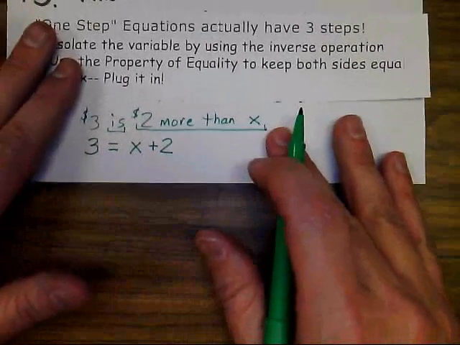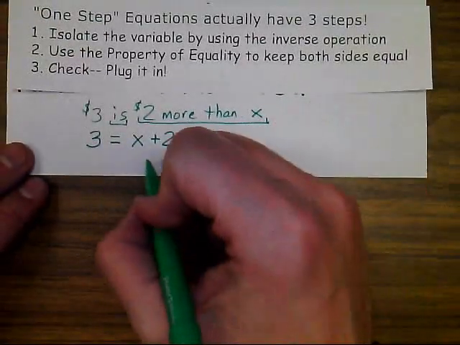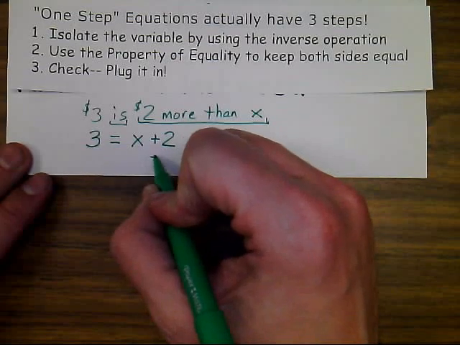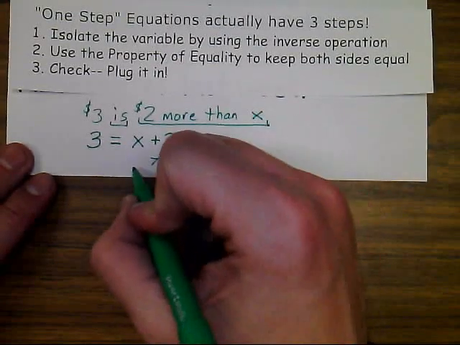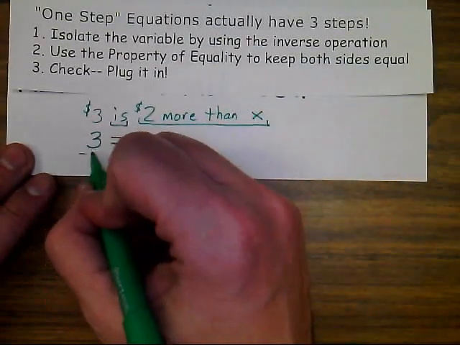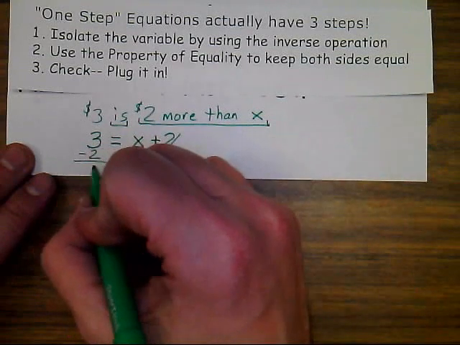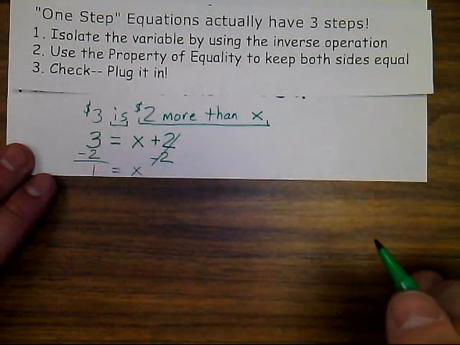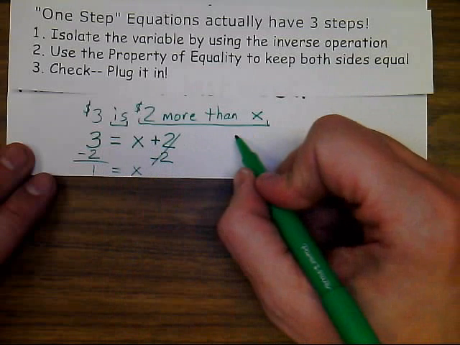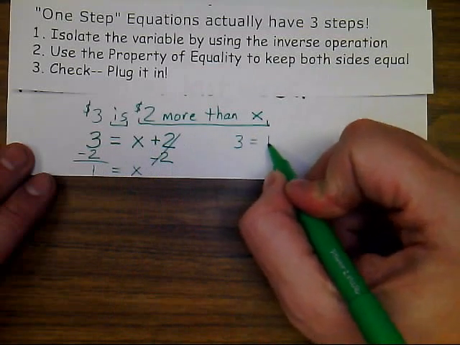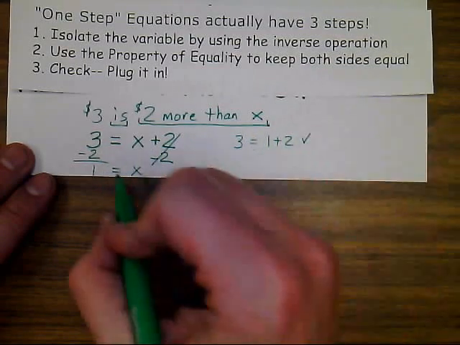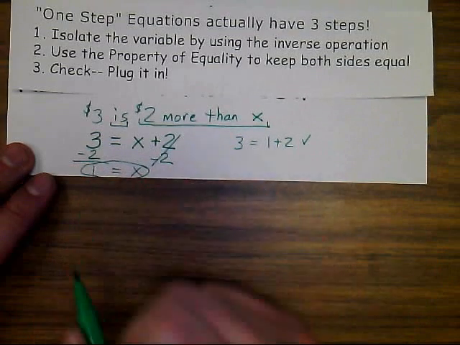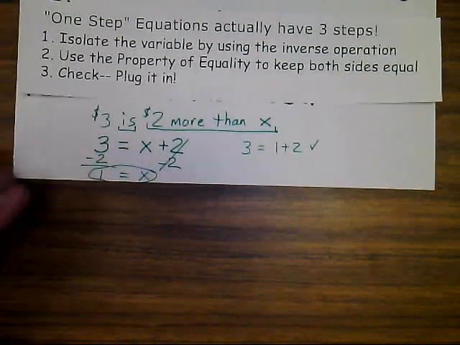Okay, so we're going to go ahead and we're going to isolate the variable by doing the inverse. The opposite of adding 2 is to subtract 2. That leaves me with x. And then I'm going to subtract 2 on the other side using my property of equality, which tells me 1 is equal to x. I'm going to plug my answer in. Is it true that 3 is equal to 1 plus 2? Sure it is.